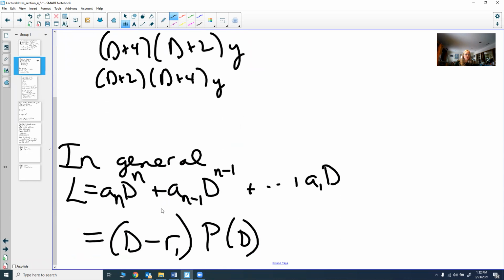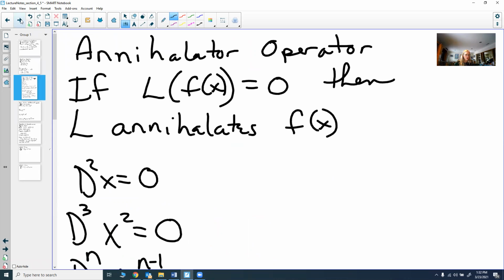In general, you can factor any of the linear differential operators as (D minus root 1) times a parent polynomial operator. So we can do this if we want to. And this is where we use the annihilator method, and we have what we call the annihilator operator. What that says is that if L of the function equals 0, then we say L annihilates the function.